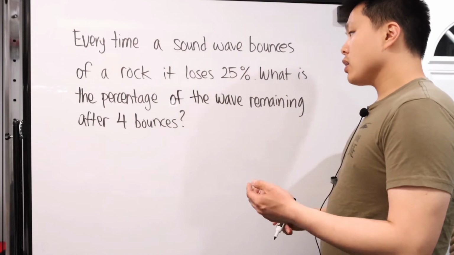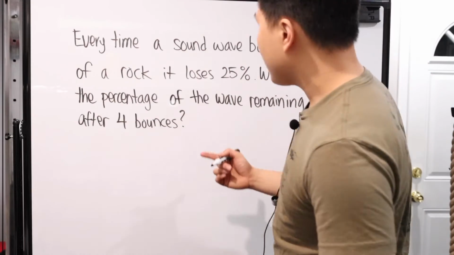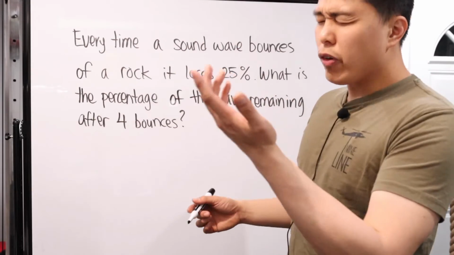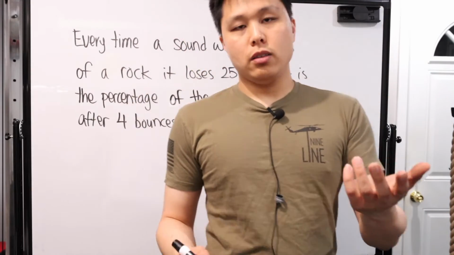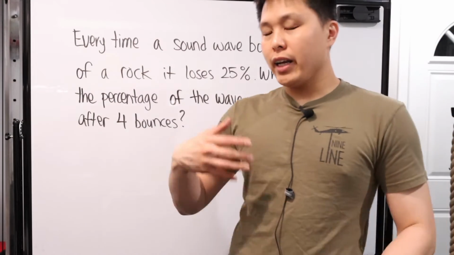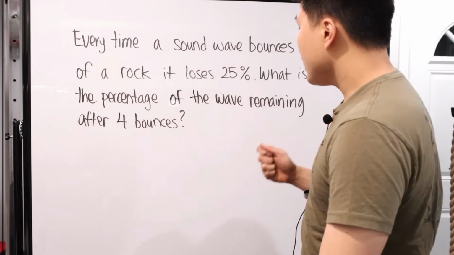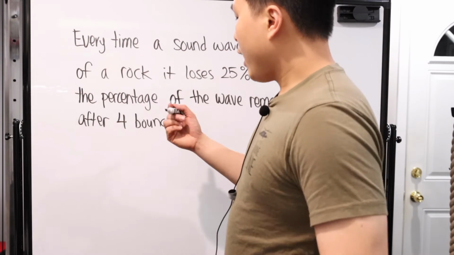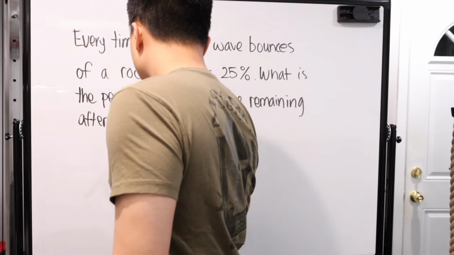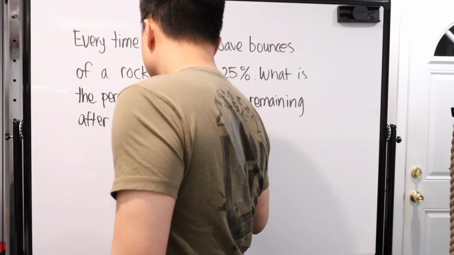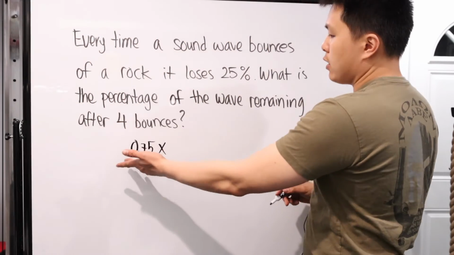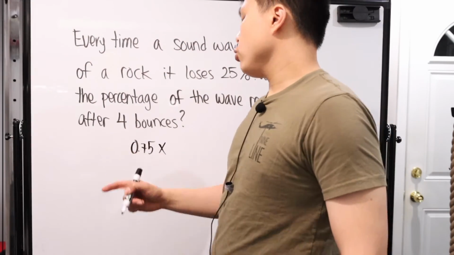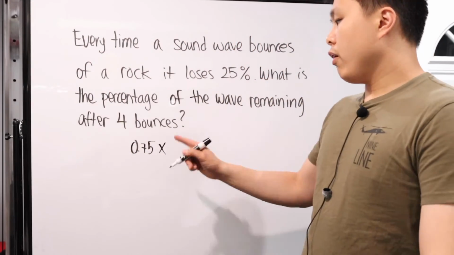With a problem like this, we can approach it a lot of different ways, but the way I see it, if it's losing 25% every time it hits something, that means it's retaining how much? How much is it keeping? It is keeping 75%. So, if that's the case, after one bounce, you have 0.75 times x, whatever that wave is. But basically, this is more important. It's the fact that you only have 75% of that wave.